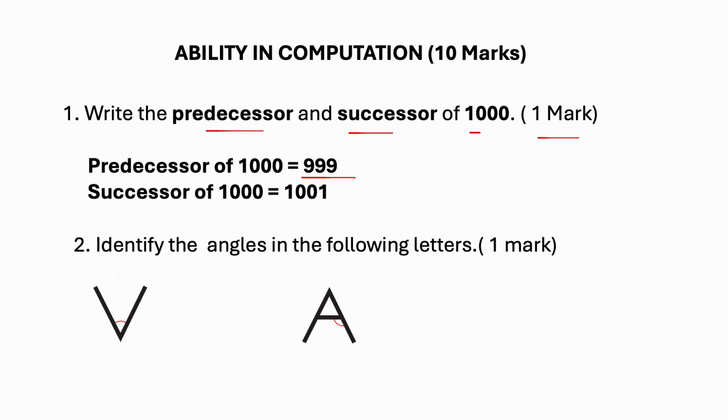Then what is successor of a number? Is a number that comes just after it. So successor of 1000 is 1001. Successor is equal to number plus 1.